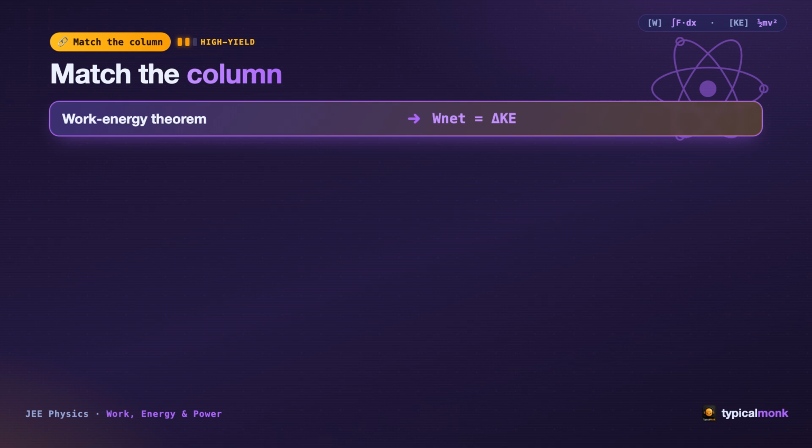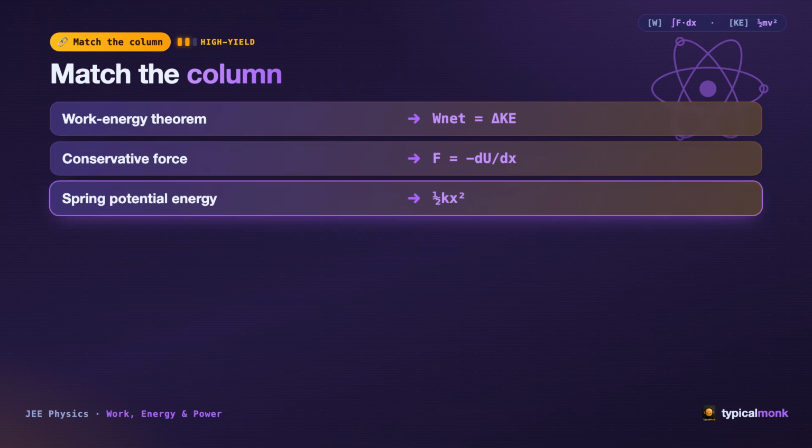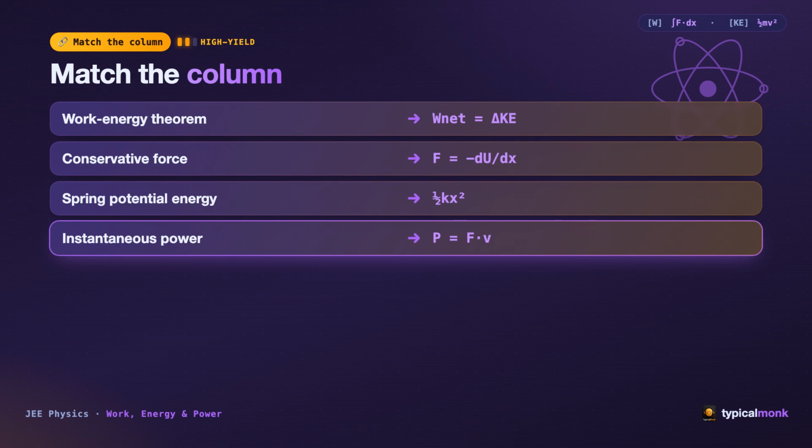A quick match now. Say each result aloud before I reveal it. The work energy theorem: net work equals the change in kinetic energy. A conservative force equals minus dU by dx. Spring potential energy, 1/2 k x squared. And instantaneous power, force dotted with velocity. If all four came to you before the reveal, this chapter is becoming yours.